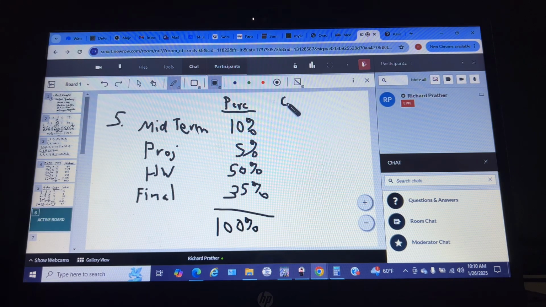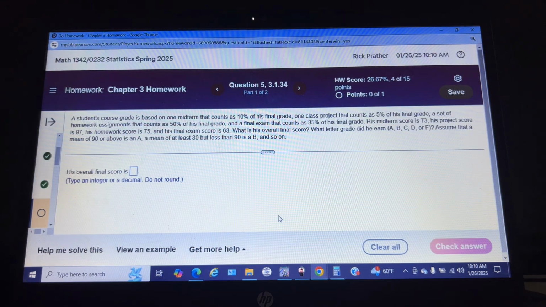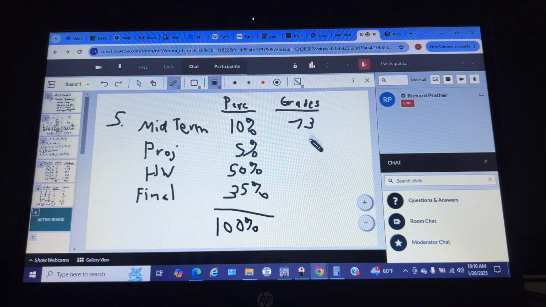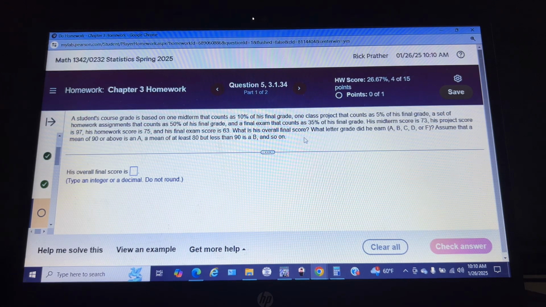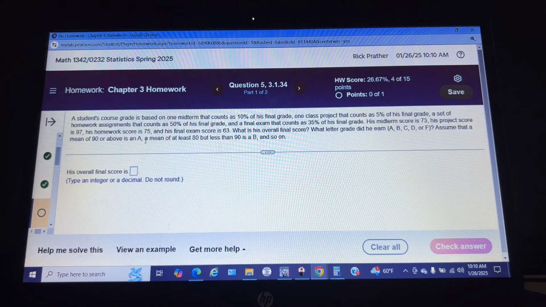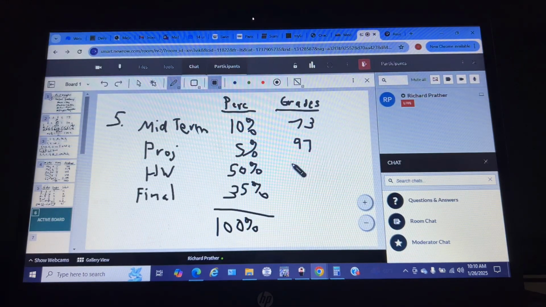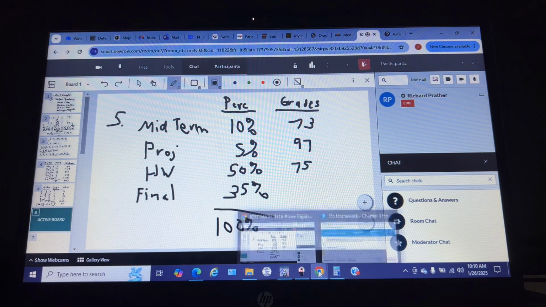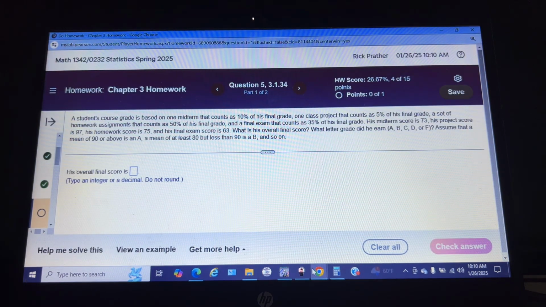So then we need to know what were their grades in each of these categories. Just like you're going to have a test average and a homework average and a final exam grade, and your grade is calculated very similarly here. So this guy got a 73 on his midterm. That's a C. He got a 97 on his project. That's an A. A 75 was his homework average. That's back to a C level. And his final exam was a 63. That was the worst one.